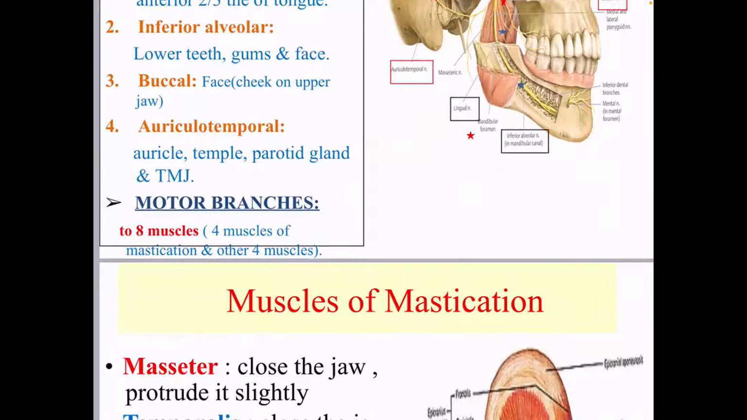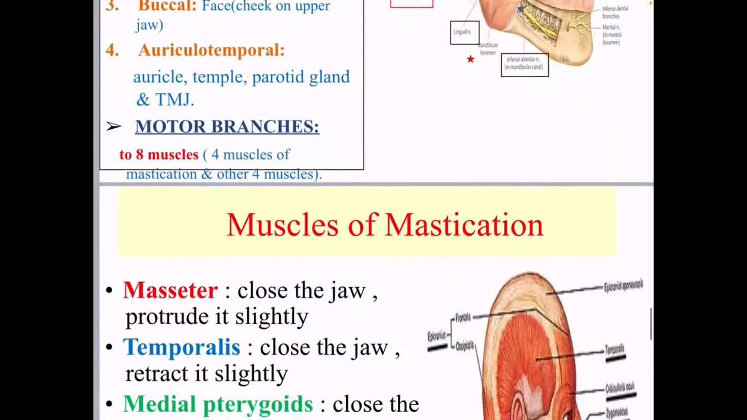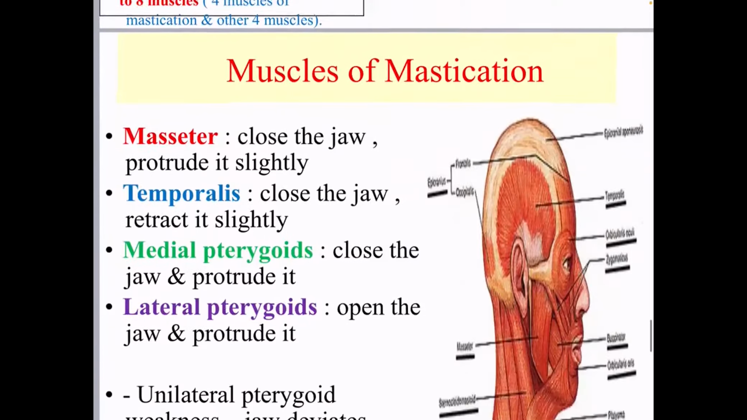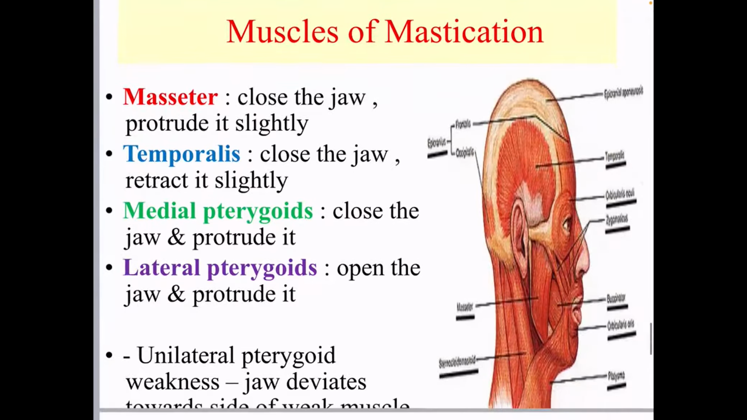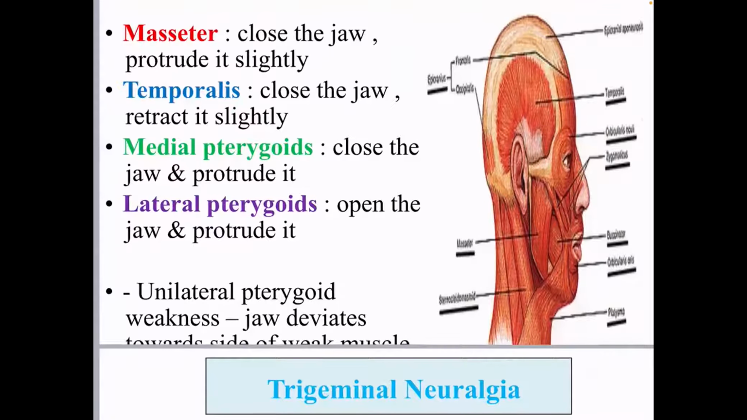Motor branches go to eight muscles: four muscles of mastication and four other muscles, as you are able to see in the picture. Muscles of mastication: masseter closes the jaw and protrudes it slightly. Temporalis closes the jaw and retracts it slightly. Medial pterygoid closes the jaw and protrudes it. Lateral pterygoid opens the jaw and protrudes it. In unilateral pterygoid weakness, the jaw deviates towards the side of the weak muscle.